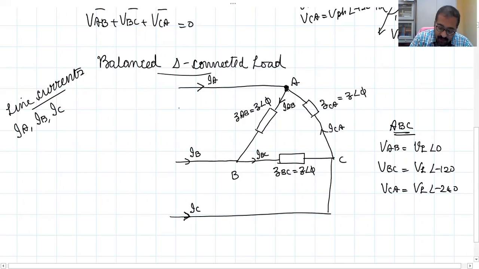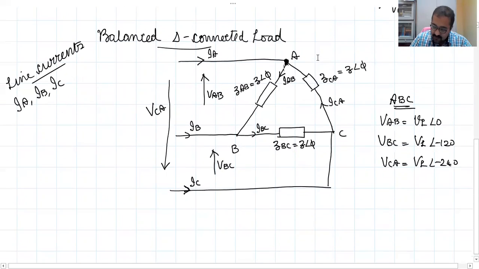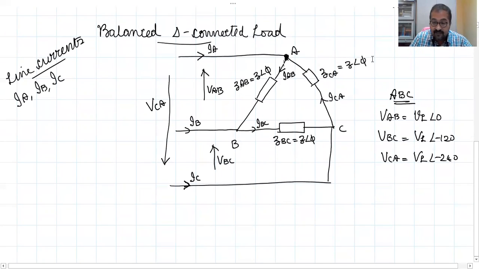So VAB means this, this is VBC, and this is VCA. Now you see current is flowing. What happens after reaching here? It splits into two, so you can apply KCL. So what are the phase currents? I can calculate my phase currents here. I know the phase voltage, which is the same as the line voltage in a delta connection. So let us find our phase currents.